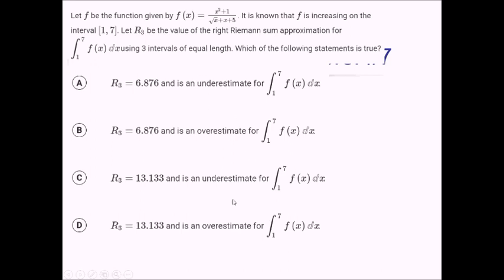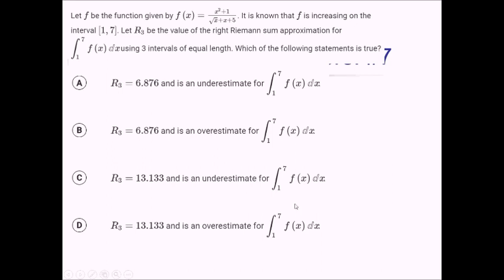If you look at these different statements, there's really 2 different possible values that we could have for this R sub 3. So we're going to have to calculate what R sub 3 actually is using a right Riemann sum approximation. But also, they're talking about this being an over or underestimate for the true value of the integral. And that's something we actually don't need to do any number crunching to figure out. We can figure this out right away.